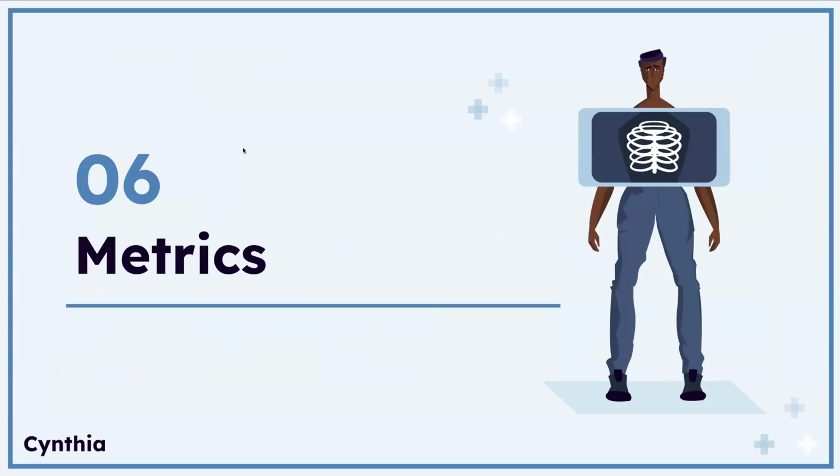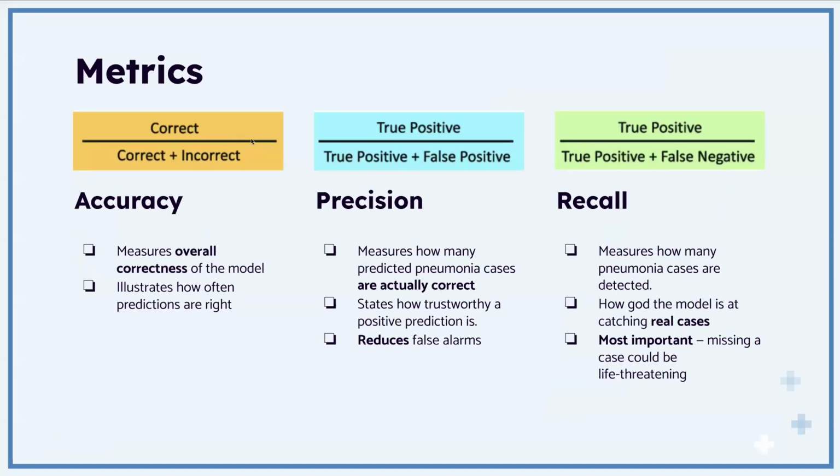So moving on to metrics. Considering all the models used, metrics are valuable in determining the efficiency for our models to diagnose patients. The three metrics you must take into consideration are accuracy, precision, and recall. Accuracy is the one we all already know. It tells us how often the model correctly predicts pneumonia and non-pneumonia cases.